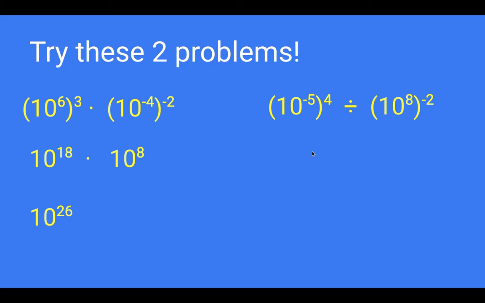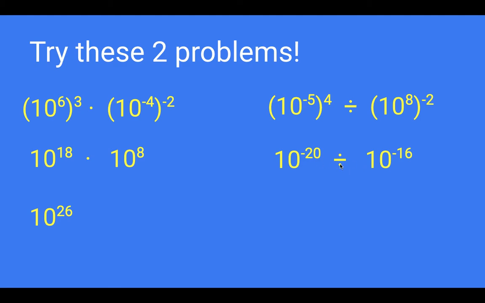All right, let's take a look at this one. Once again, we're going from power to power. So we're going to multiply. Power to power, multiply. So negative 5 times 4 is a negative times a positive is negative. So it's going to be negative 20. We'll keep our division sign. 8 times negative 2 is negative 16. So like I said, negative 20, negative 16.